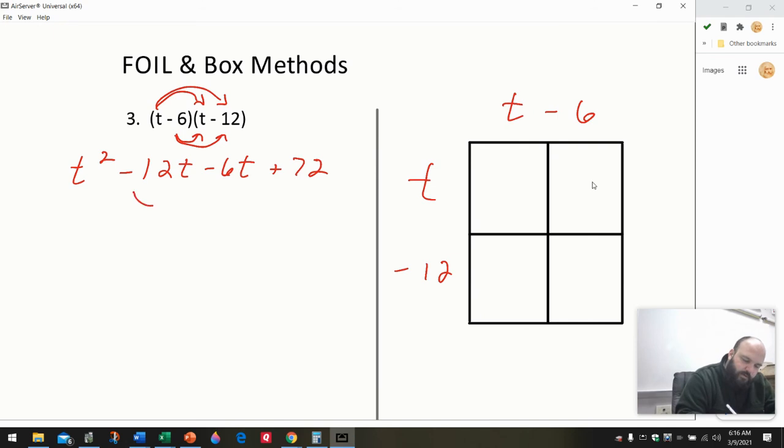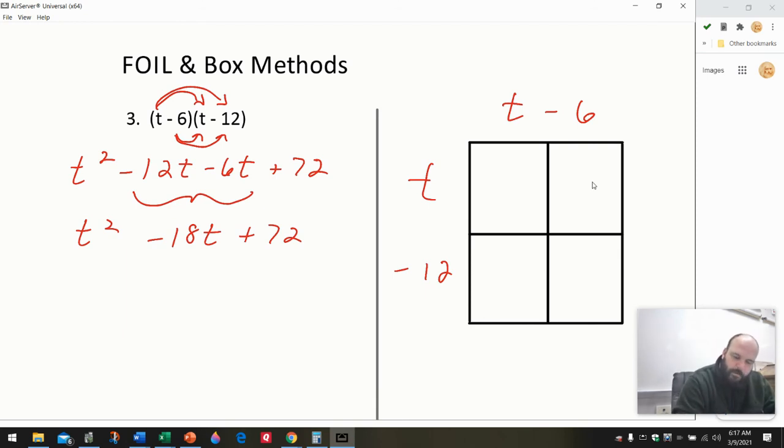Now, these two center terms here are like terms. If you're starting to see a pattern, hopefully, that normally when you FOIL, the two center terms will be the same, and those will be the two terms that need to be combined. So in this case, negative 12t minus 6t becomes negative 18t, and then plus 72, and then the t squared drops right there. So we end up with t squared minus 18t plus 72.